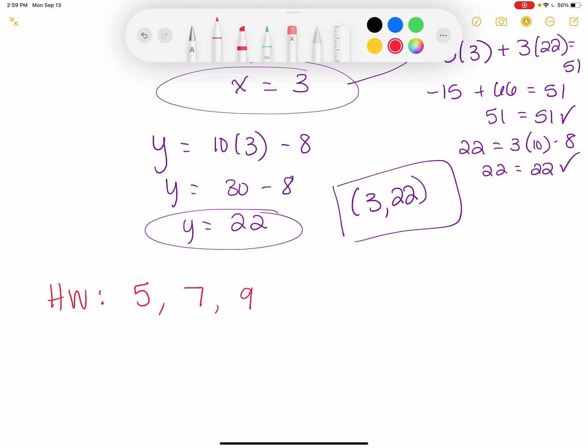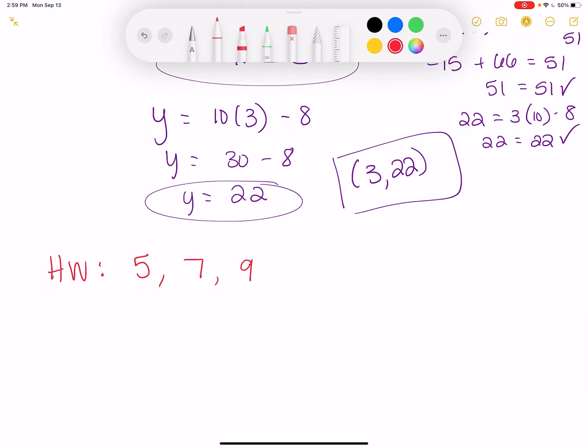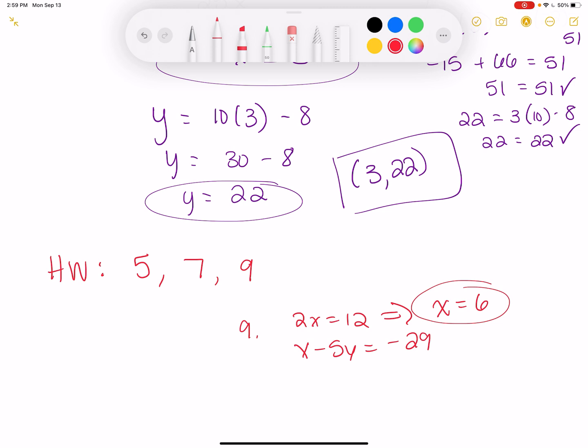And 9. 9, I'm going to tell you because it's a little different than the ones we had. I'm going to set up the equations for you. So for 9, it was 2x is equal to 12 and x minus 5y is equal to negative 29. The top equation modified is going to be x is equal to 6. So use this in this equation. Now, that should be an easy substitution because in reality, they've actually already done step 1 and step 2 for you. You just have to find what y is equal to.